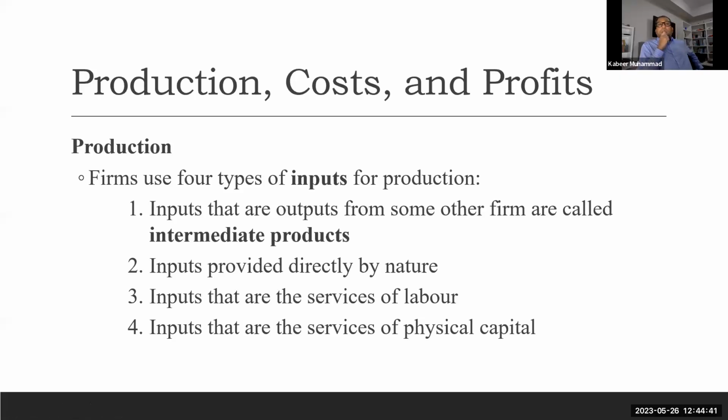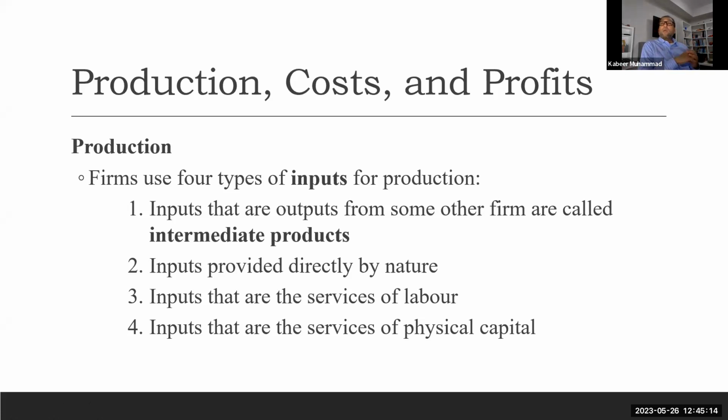Production, cost and profit, that's the topic. And we know how to produce. For any production, we need four types of inputs. One is output from other firms, called intermediate products. Like for a bakery, the wheat is an intermediate product from the farmer. Same is the case with the car manufacturer. Tires are the input from the tire manufacturer. So that's an intermediate good for the car manufacturers.